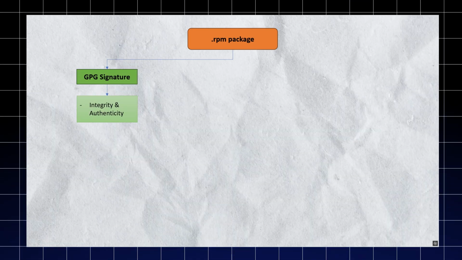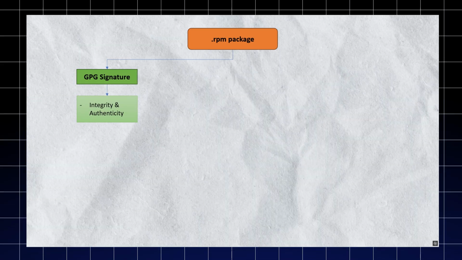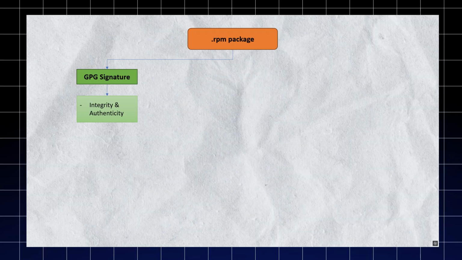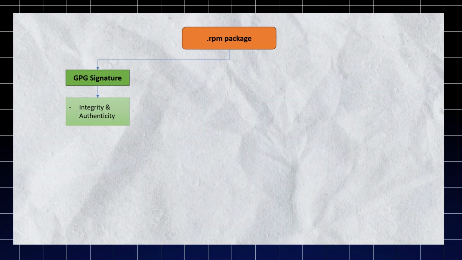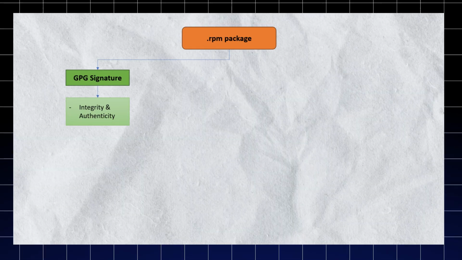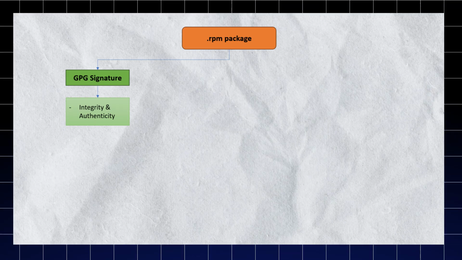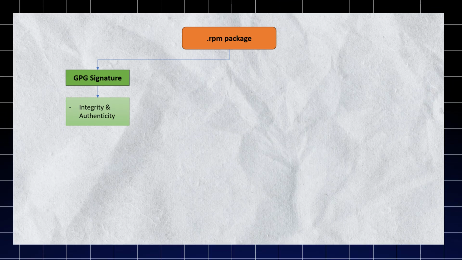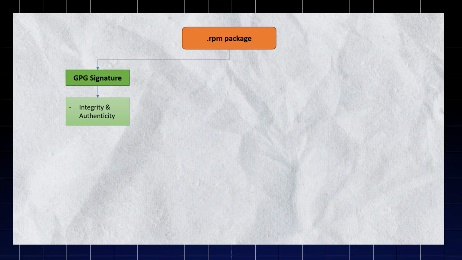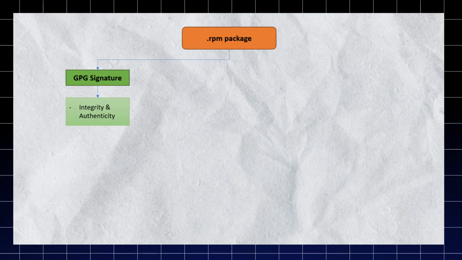First is the GPG signature. This part is responsible for security. Before installing a package, the RPM system checks this signature to make sure the package comes from a trusted source and that it hasn't been modified. If the signature verification fails, the installation can be blocked. So this step ensures integrity and authenticity.